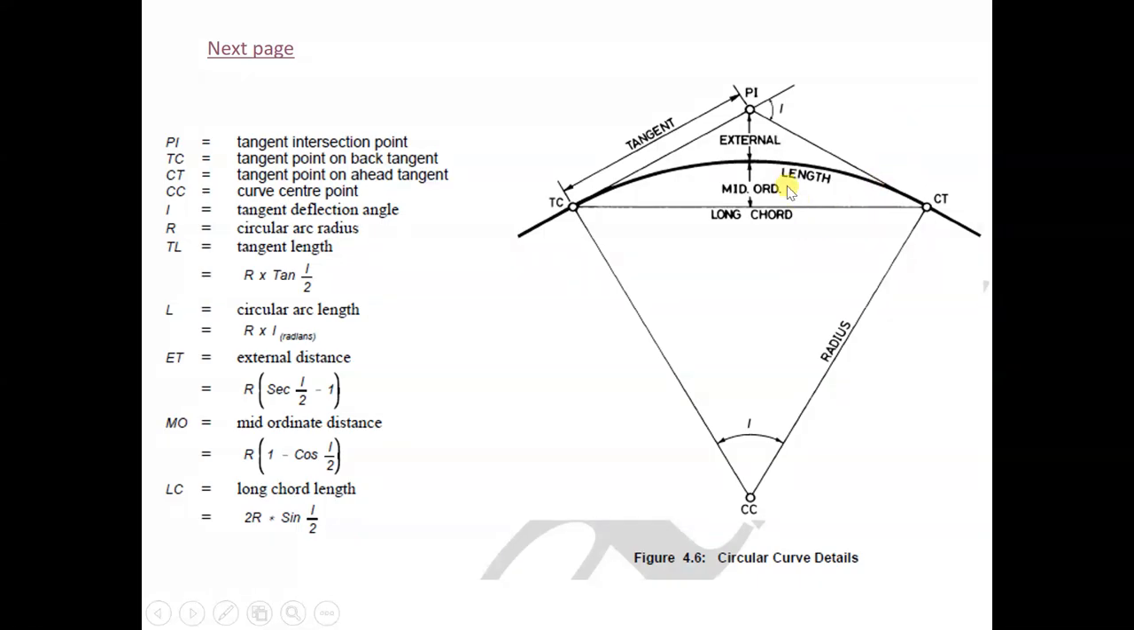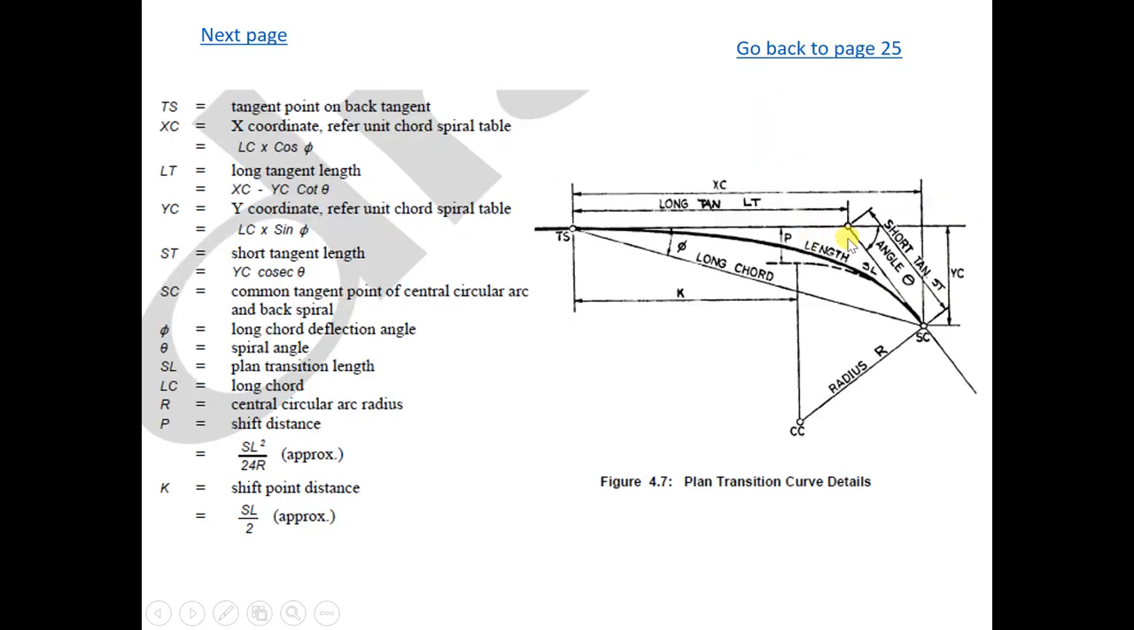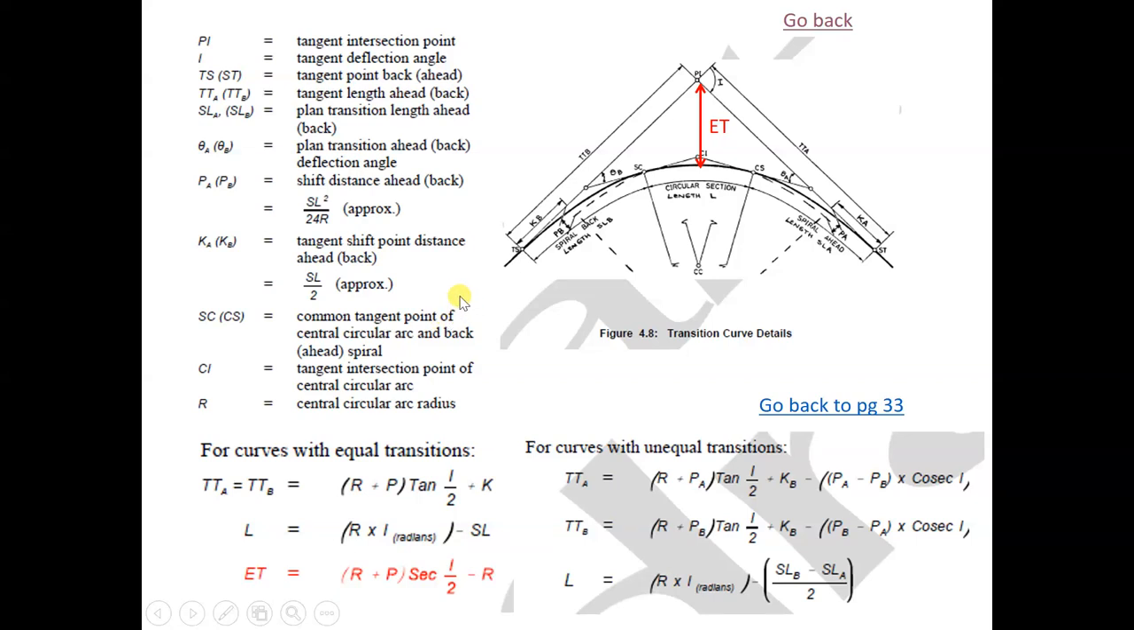So the deflection angle, I is the tangent deflection angle. You know, your straight line, this is the intersection point. So this line and that line, the change of direction is I. Same thing for this transition curve as well. This I here. So when you do the surveying, this is a straight line, and then you change your bearing, then this is another straight line. So the change of direction of the two straight lines is I, which is the tangent deflection angle.